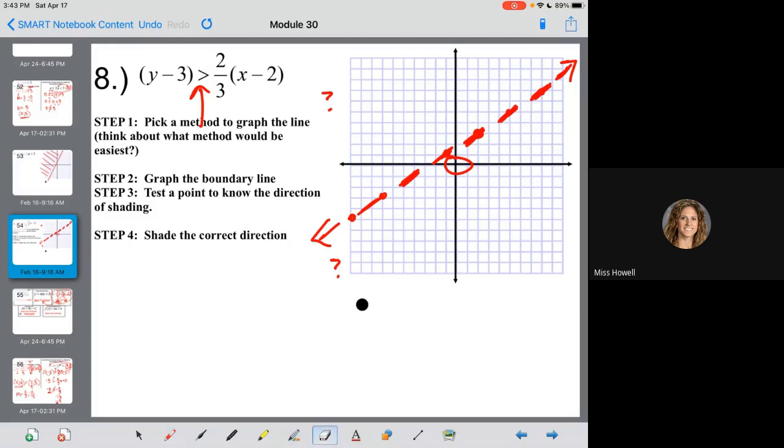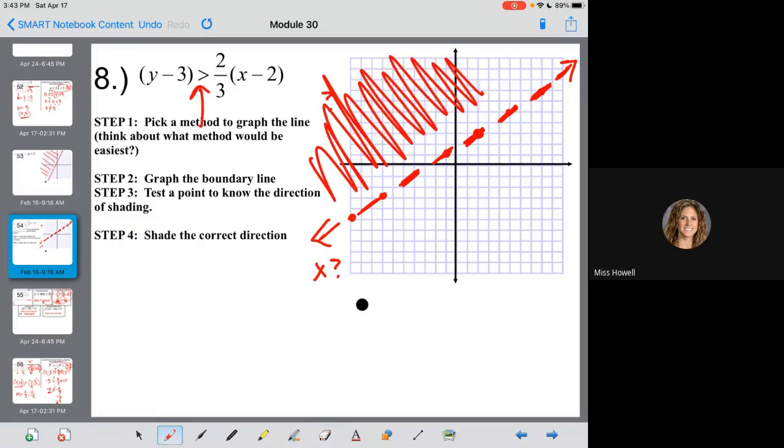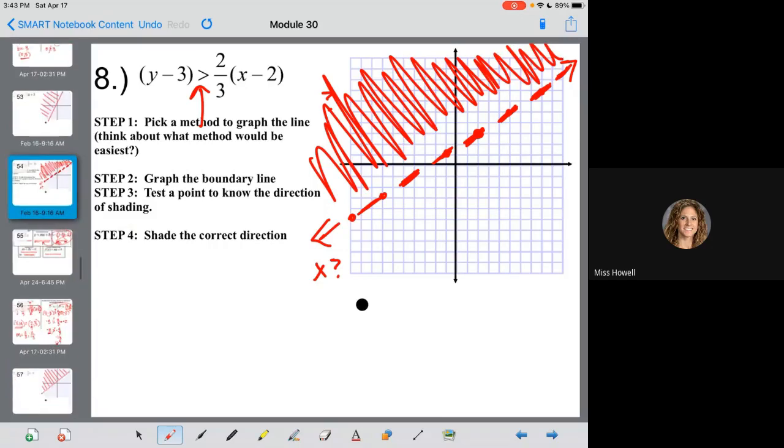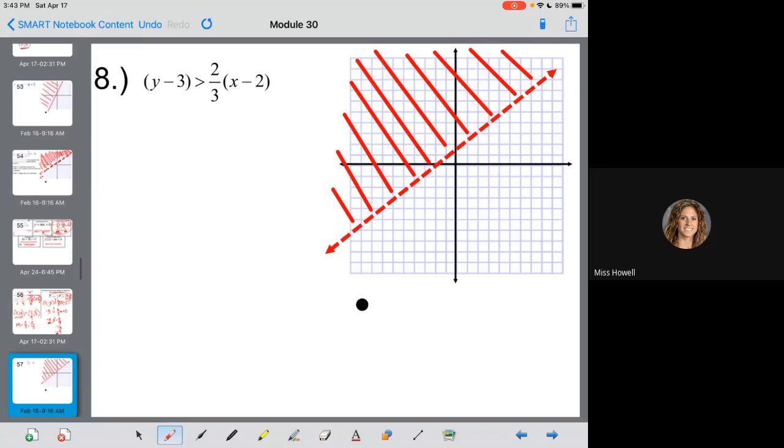So I'm going to go up here and say, well, that didn't work, which means down here, this whole side doesn't work, which means up here is where our solutions are located. And I'm going to have to color that entire side. And so our solutions would be every point above the boundary line.